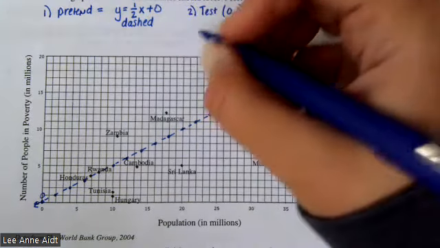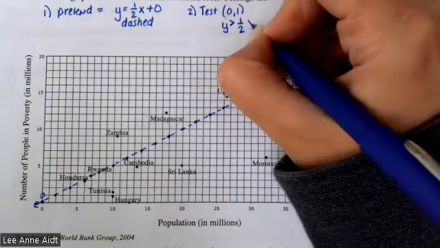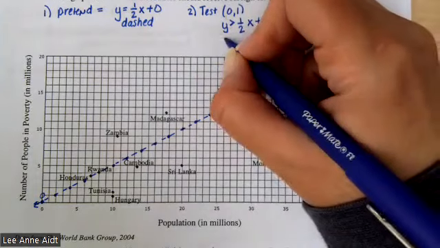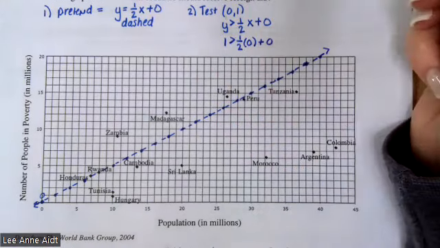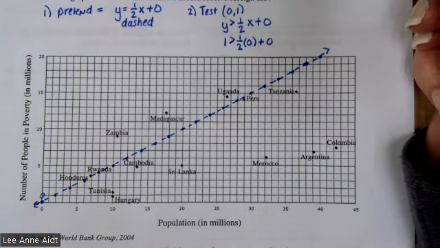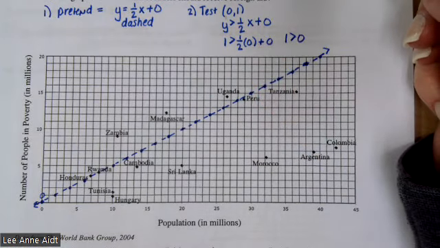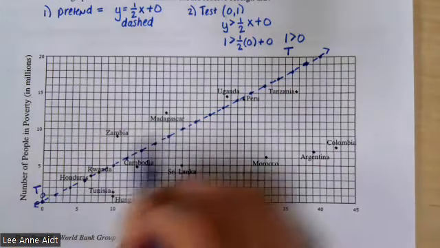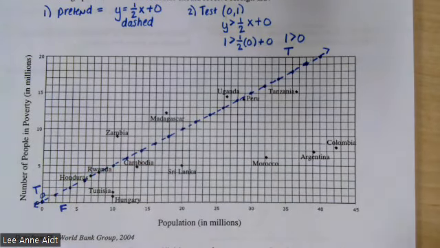So I'm going to put it back into the original inequality, which is y is greater than 1/2 x plus 0. Okay, so I'm going to plug this stuff in. So y is 1. 1 is greater than 1/2 of 0 plus 0. 1 is greater than 0. True. So that means this side above the line is true and this side below the line is false. So get out your shading utensil of choice.